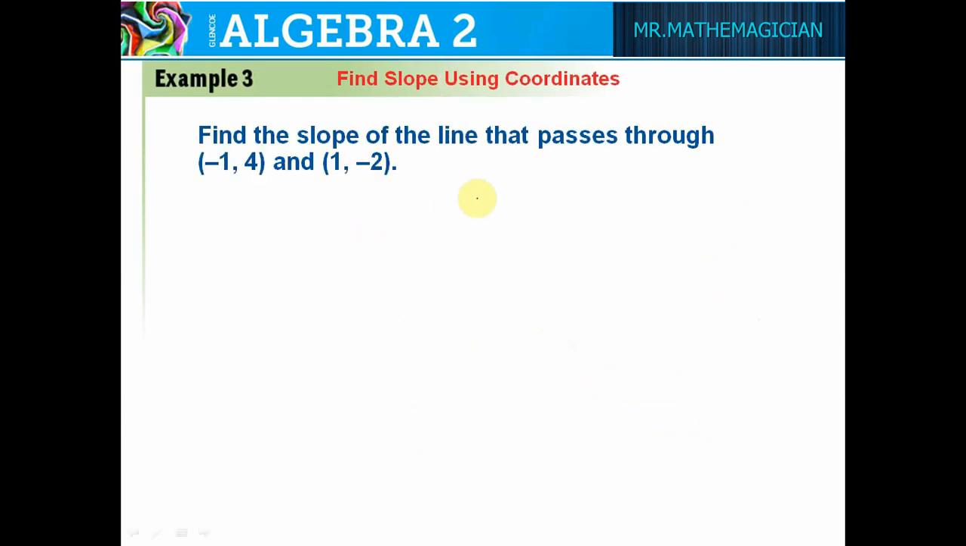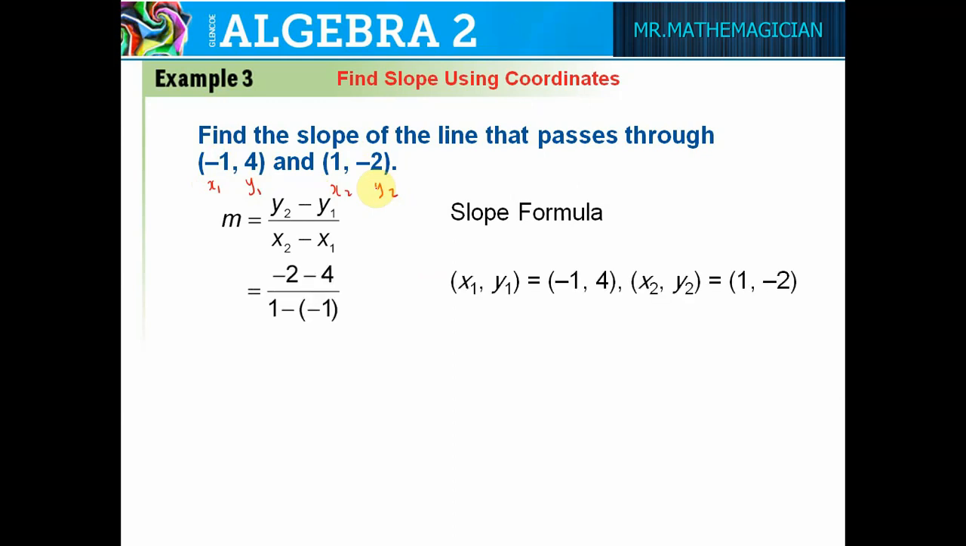So now find the slope of the line that passes through (-1, 4) and (1, -2). So let's name this one as x1, y1, because any point is x and y. This is the first point, so x1, y1. The second point, so x2, y2. And we will apply the rule m equals y2 minus y1 over x2 minus x1. This is a formula. So now let's substitute: -2 minus 4 over 1 minus -1. It will be -6 over 2, which means -3. So the slope is -3.